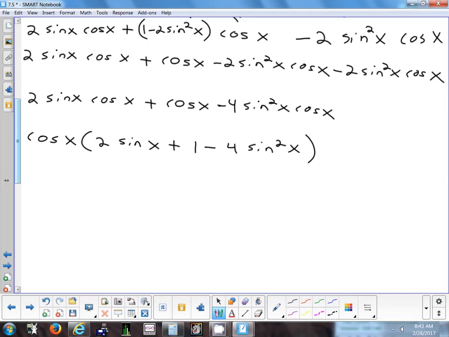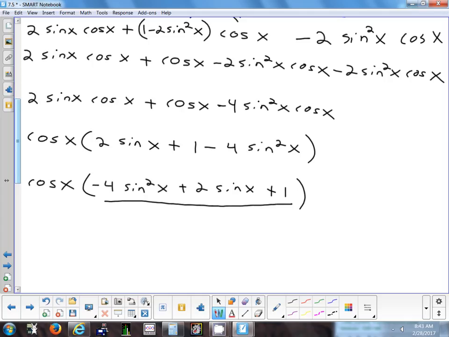Now, I'm just going to reorder that a little bit. What's in the parentheses? Because I want you to maybe notice something here. The cosine x on the outside is important, but what's inside the parentheses is more important. Minus 4 sine squared x plus 2 sine x plus 1. Does anybody recognize this as similar to something you did in Algebra 1?